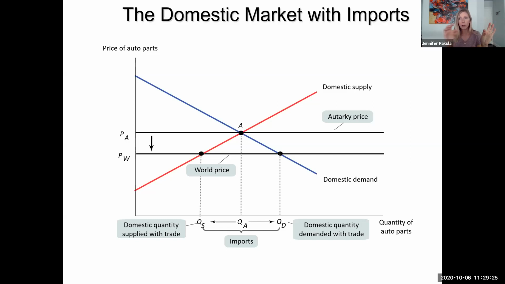Now, if you follow the world price all the way over to the blue domestic demand curve, there's a dot there. The reference line down is quantity demanded. That is from domestic consumers at that lower price. They're willing and able to purchase more. The difference between quantity supplied and quantity demanded is fulfilled by imports. So instead of having a shortage of goods, since quantity supplied is less than quantity demanded, we fill in that gap with imports coming in from abroad.